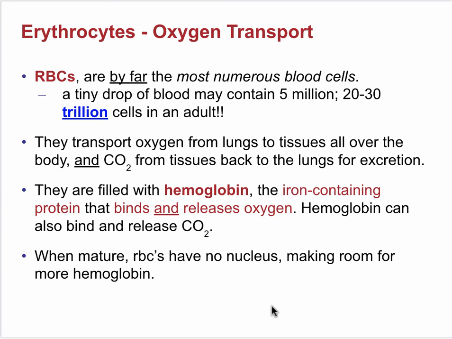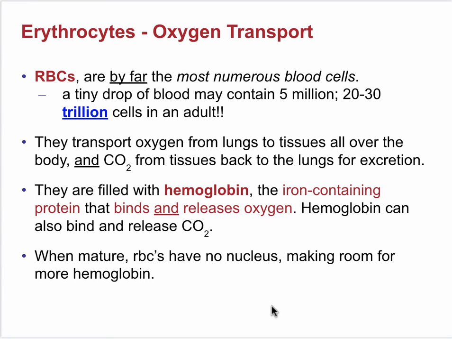So red blood cells, our blood is red because of red blood cells. And they are by far the most numerous cells in the body. A tiny drop of blood can have 5 million red blood cells. An adult human, 20 to 30 trillion red blood cells. So absolutely essential. Oxygen is such an important part of our moment-to-moment needs in terms of supplying energy and doing cellular respiration to supply that energy.